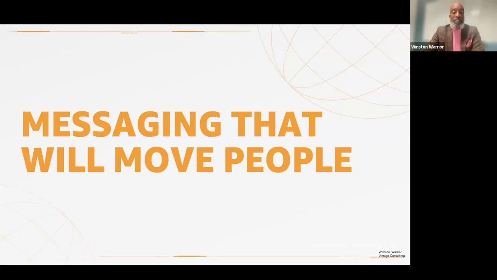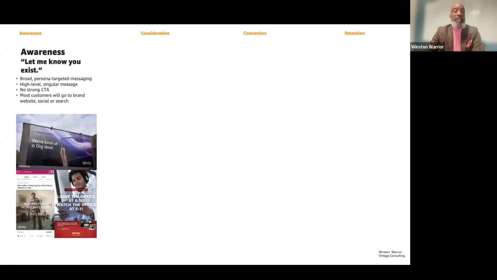So we're talking about the messaging that's going to move people. This is very important, so I'm going to give you some examples. We've been talking about awareness, consideration, conversion, then of course retention, and we're going to talk about each of these. Awareness looks like this: broad persona-targeting messaging. Remember Jane, she looks like 26, blah, blah, blah. No strong CTA, which means no strong call to action. You're not asking anyone to do anything right now. You're trying to get them to be aware that you exist.